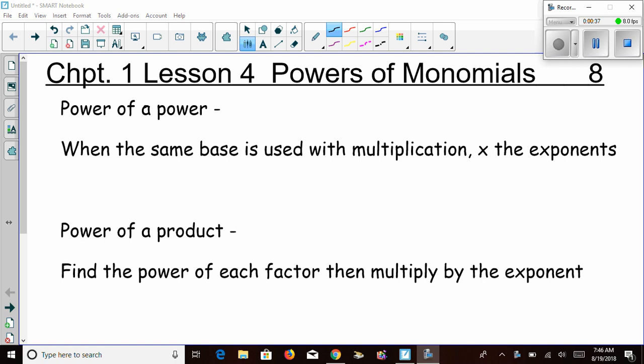So we're going to start off with what does it mean to take a power of a power? Meaning, I already have a power, like 3 squared, but then I'm going to raise it to another exponent, like cubed. So I'm going to take 3 squared and cube it. Well, when the same base is used with multiplication, you multiply the exponents. And we'll show examples of that next.